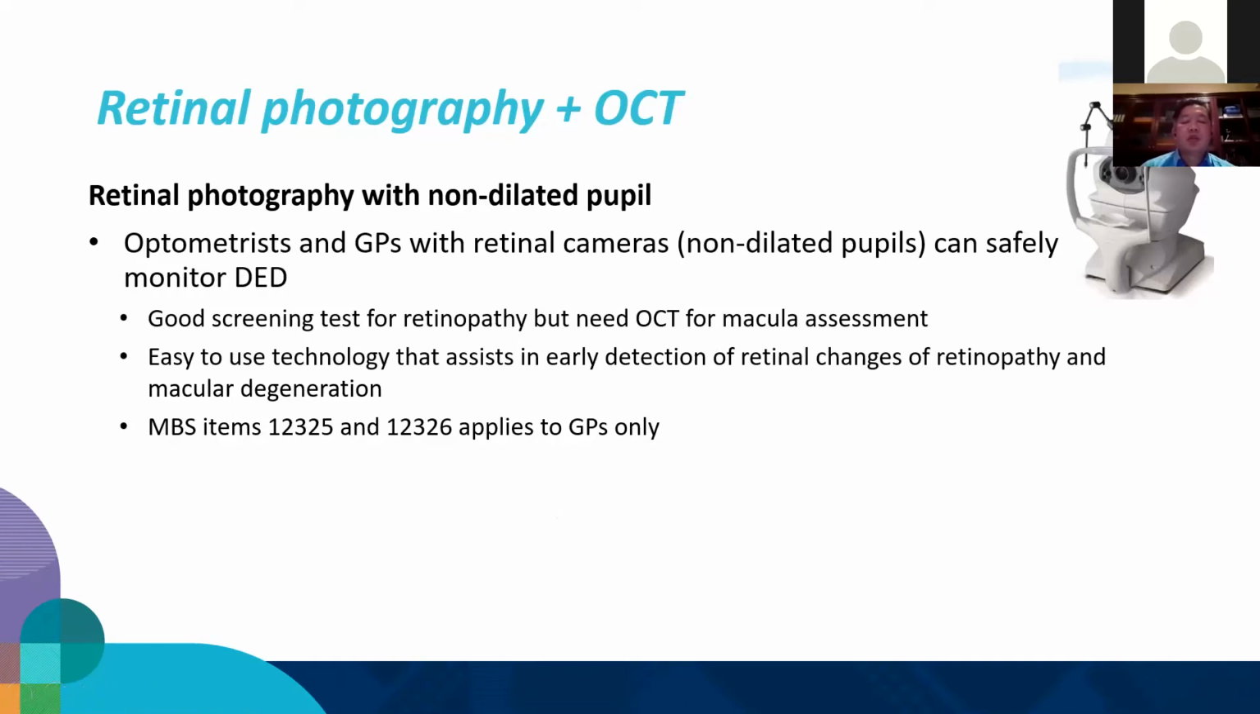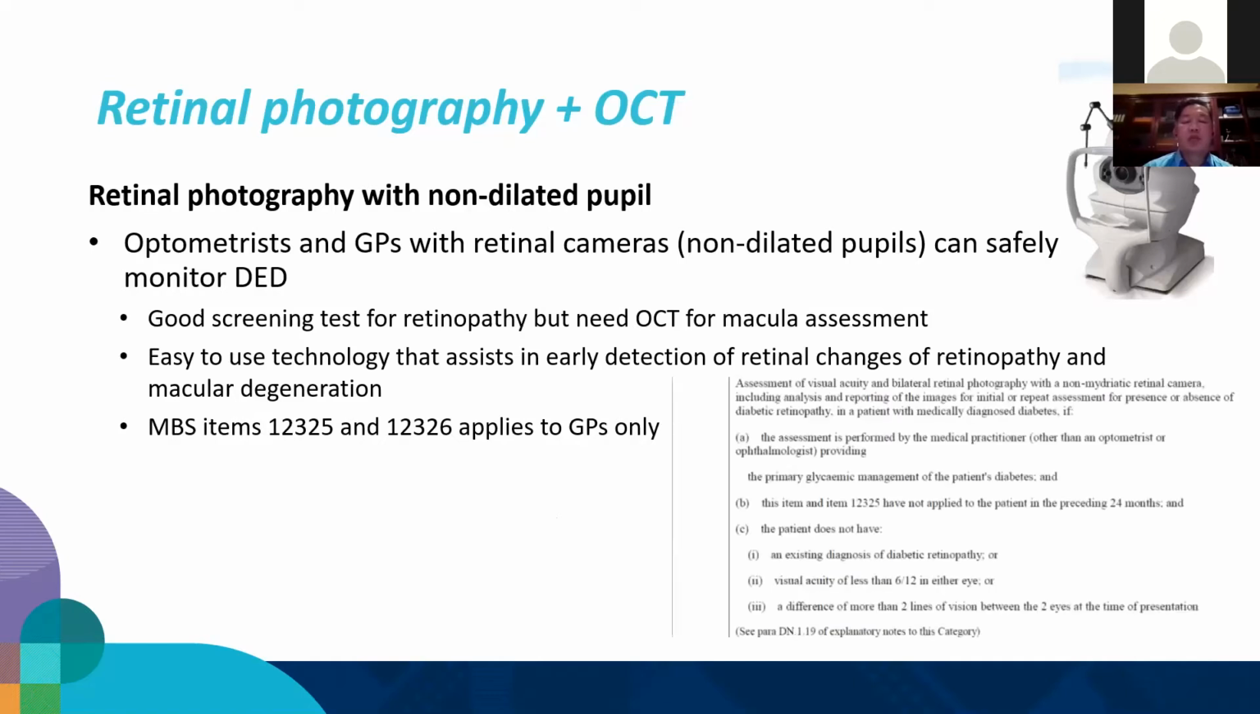It's easy to use technology that allows early detection of retinal changes of retinopathy and also macular degeneration, because these changes of peripheral retina are asymptomatic. The patients are not going to know that they have retinopathy. It's only when it affects their macula or vision that they know there's something wrong. There is an MBS item number for those who are lucky enough to have one of these cameras. Unfortunately, it does only apply to GPs only.